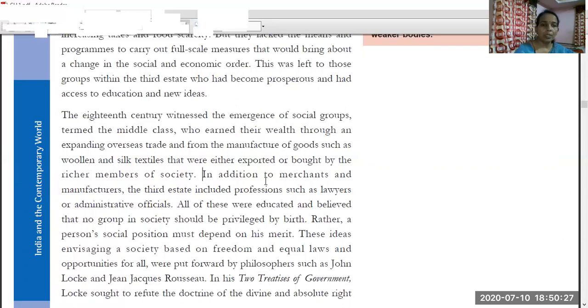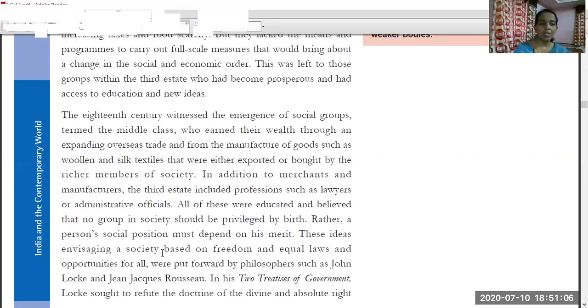In addition to merchants and manufacturers, the third estate included professionals such as lawyers or administrative officials. Along with the businessmen, the educated class was also part of the middle class. All of these were educated and believed that no group of society should be privileged by birth. Rather, a person's social position must depend on his merit. They started to spread the message that position should depend on merit.